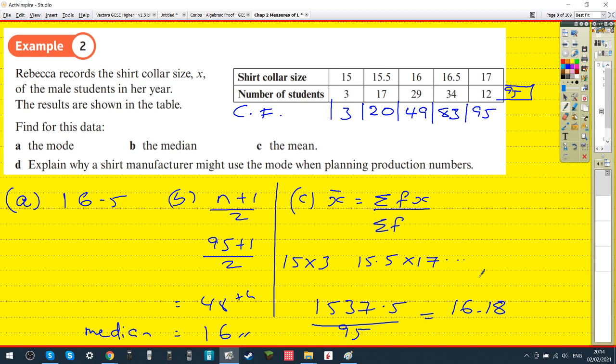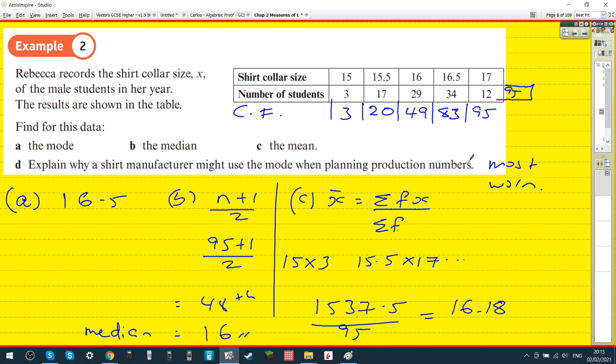Because the mode is the one that most male students wear, so he can produce more of them rather than the other ones. Yeah, so probably sell them as well. And there are other reasons as well. Why would he not use the mean? Because the mean is like all of them equally put together, rather than one being higher than the other.